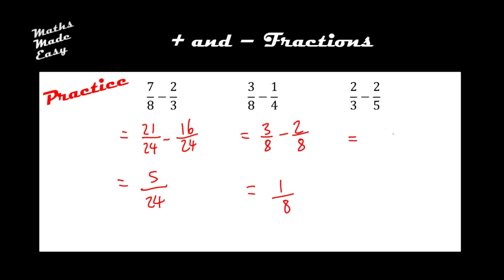And for this final question here, I would go for out of 15. To get from 3 to 15, I multiply 5, so 2 5s are 10, and to get from 5 to 15, I multiply by 3, so 2 times 3 is 6. And then 10 take away 6 is 4, so it's 4 out of 15.